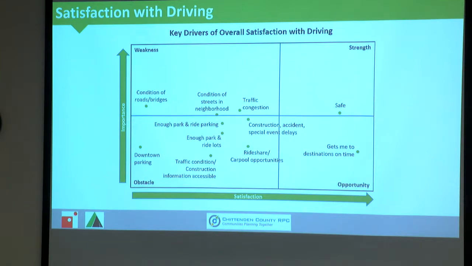Now, first, and I know there's a lot of stuff here, so I'll save you some trouble and focus on the key attributes. Number one attribute, as far as driving goes, people perceive driving as safe.